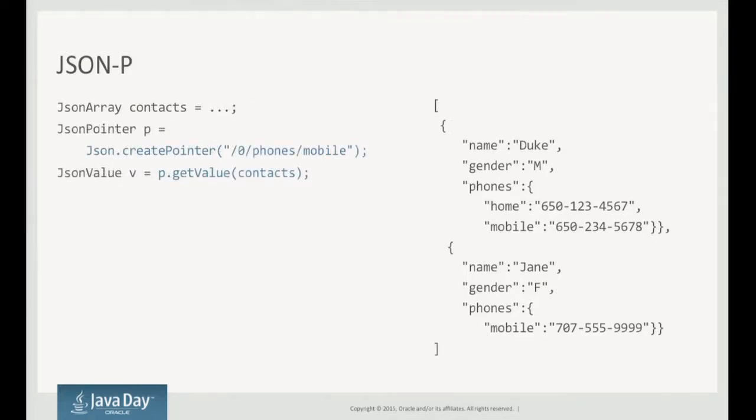And then we create a pointer. This pointer references the first element in this array, pointing to phones, and in particular, a mobile phone. Or I should correct myself and say that this is a pointer that is not yet pointing into the array until we ask the pointer for the value for this particular JSON document, for our contact information document. So when we do this call, the pointer get value, we receive a pointer to Duke's mobile phone.